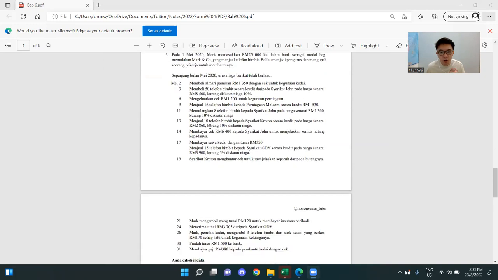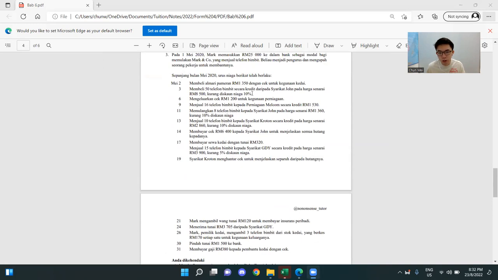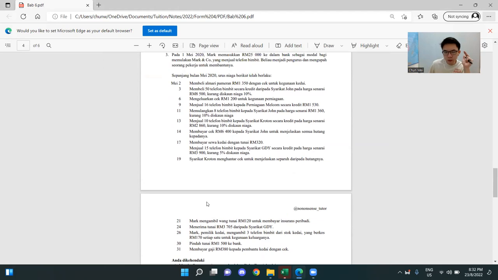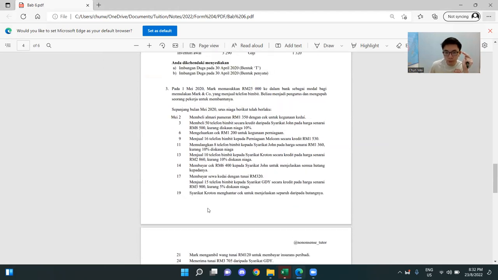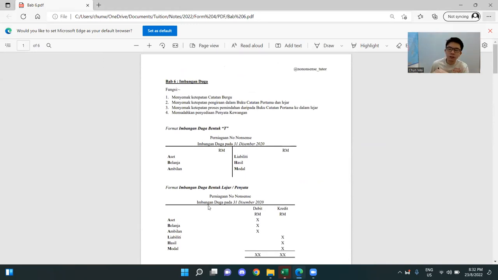This question 3. So what we did for question 3 was we changed this thing into buku tunai dan ledger. And then daripada ledger, kita bawa to imbangan duga. So this is what we did for this imbangan duga question. All right. So as you can see that the imbangan duga is actually bukan susah. All right. It's not hard at all.